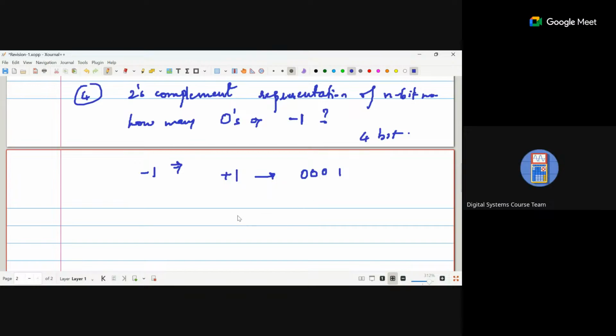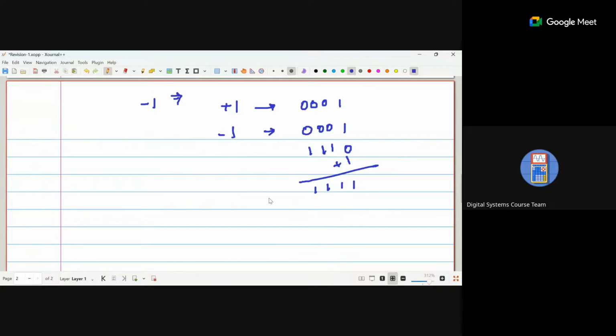And now tell me the 2's complement representation of -1. How do you do it? You have 0001, then you invert the bits, 1110, and then add +1. So it is 1111. So this is your 2's complement representation of -1.